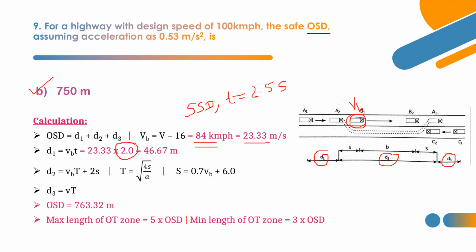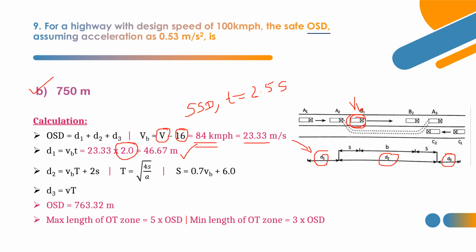How is it 84? Basically, the overtaking vehicle speed minus 16 kilometer per hour gives the velocity of the overtaken vehicle. This is a general assumption, because when the difference between two vehicles is 16 kilometer per hour, then overtaking can be done. So the overtaken vehicle's velocity is overtaking velocity minus 16. That gives the answer as 84, which is converted into meter per second as 23.33. So 23.33 into 2 gives the answer for the D1 distance.